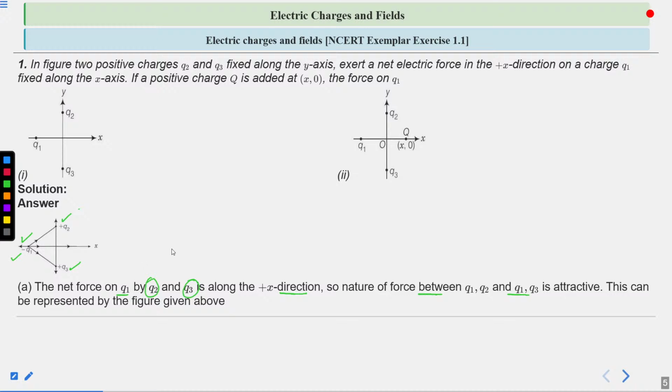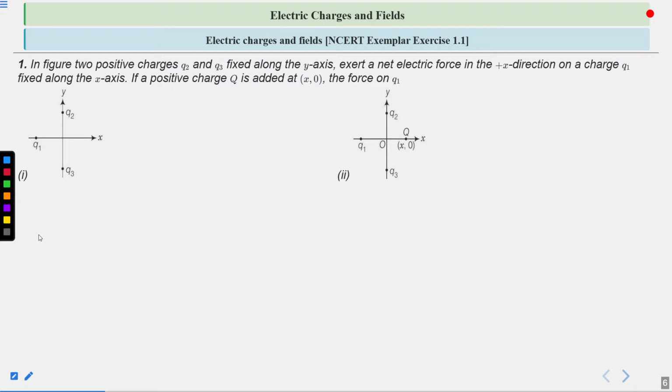Because like charges repel each other, and unlike charges attract each other. So here Q1 and Q2 are unlike charges, yes or no? Similarly, Q1 and Q3 are unlike charges. So they attract each other. This can be represented by the figure, this one. So the force between Q1 and Q2 is attractive in nature.